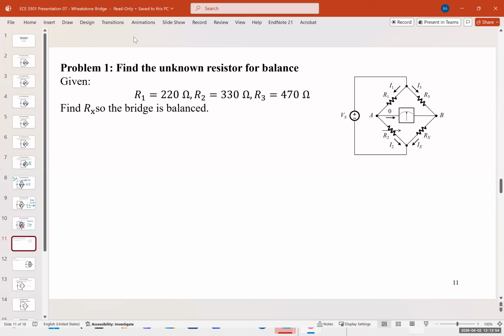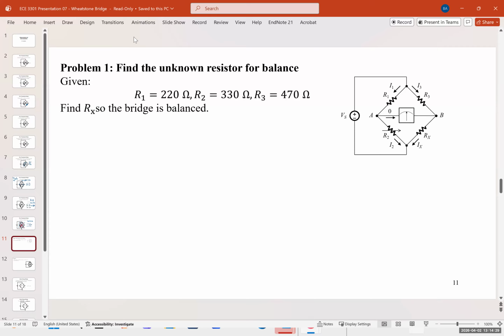Now let's solve some practice problems. Some of these are directly from the FE exam. Problem number 1: we want to find the unknown resistance for a balanced bridge. Given R1 is 220 ohms, R2 is 330 ohms, R3 is 470 ohms. We want to find Rx, so the bridge is balanced. I'll give you a few minutes to think on this.